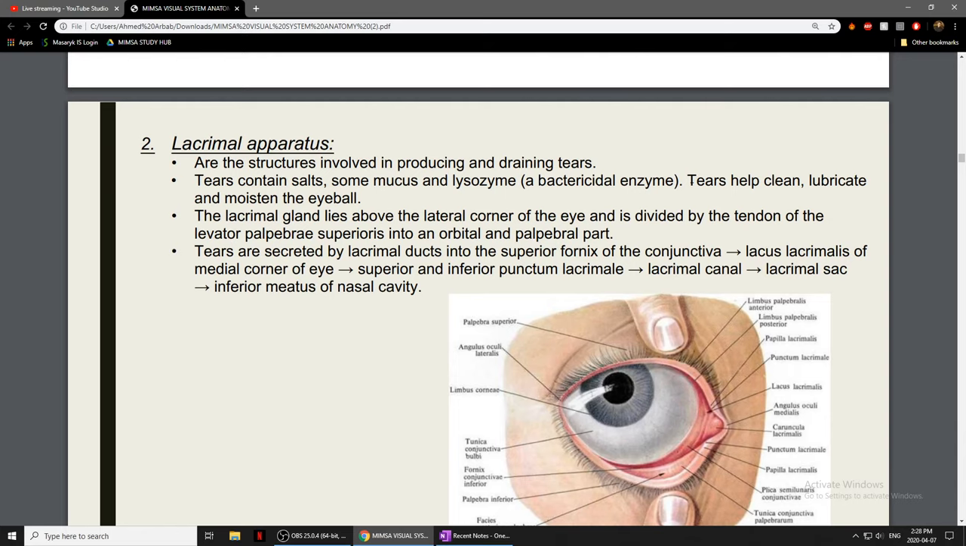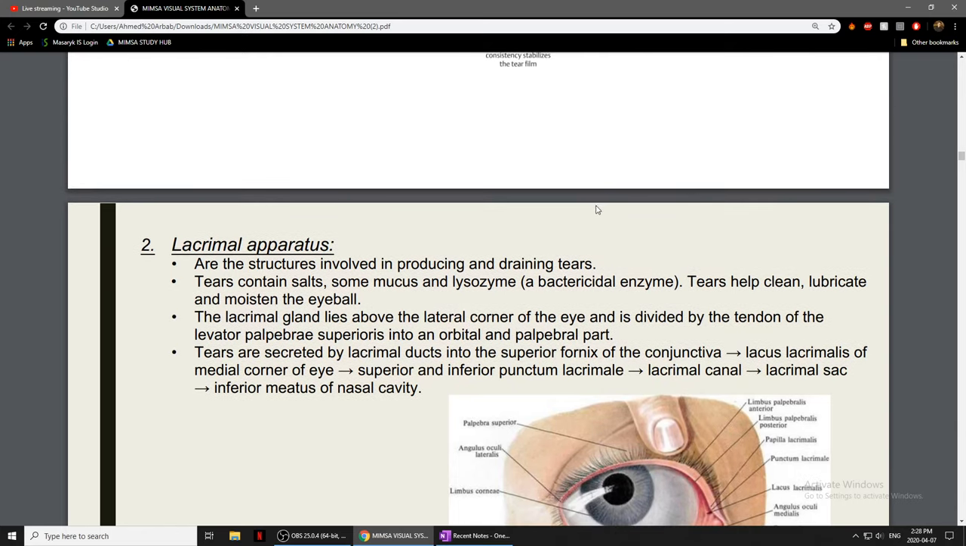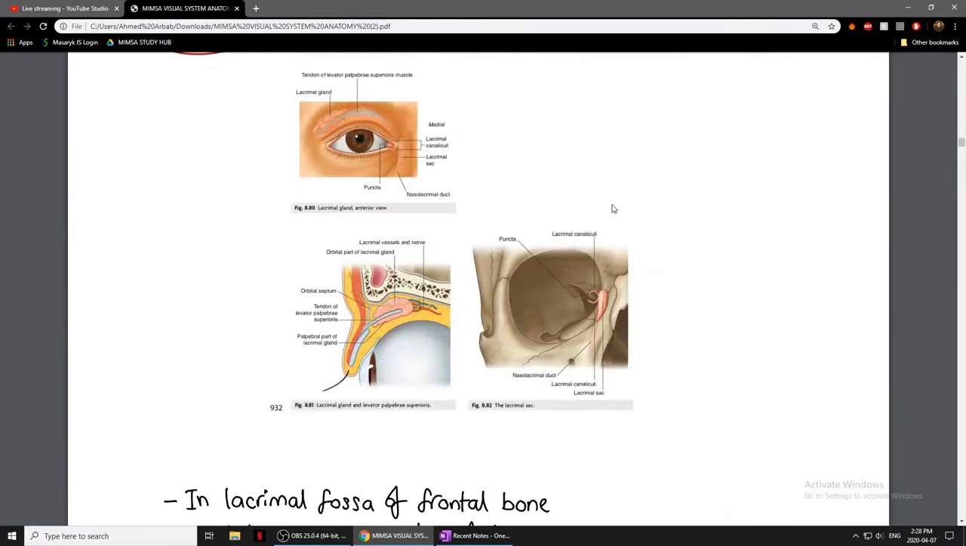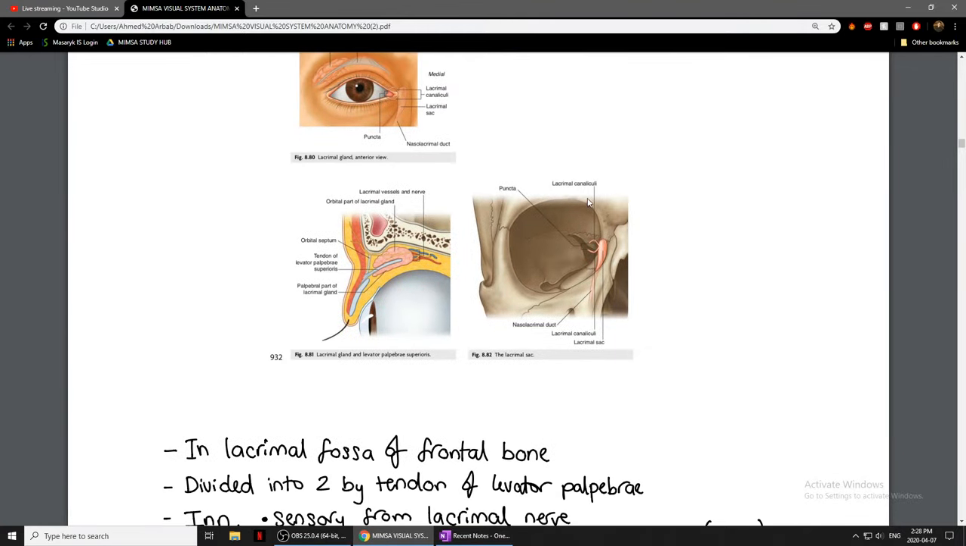And the lacrimal gland is situated in the lacrimal fossa of the frontal bone. Yes, the frontal bone, so this bone right here. On the inside of this region, there's a sort of hole, a space where the gland sits, and that space is called the lacrimal fossa.